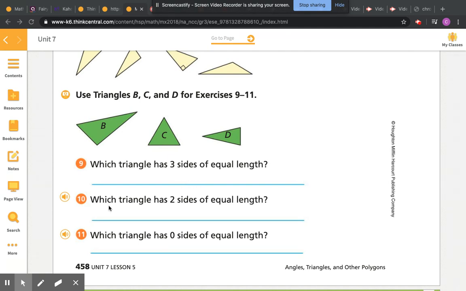Next question says, which triangle has two sides of equal length or is equilateral? Okay, is it B or C or D? Write the letter on top of the line. And then the last question says, which triangle has zero sides of equal length? Is it B, C, or D? Write the letter on the line of the correct triangle. Okay? And that's your assignment for today.